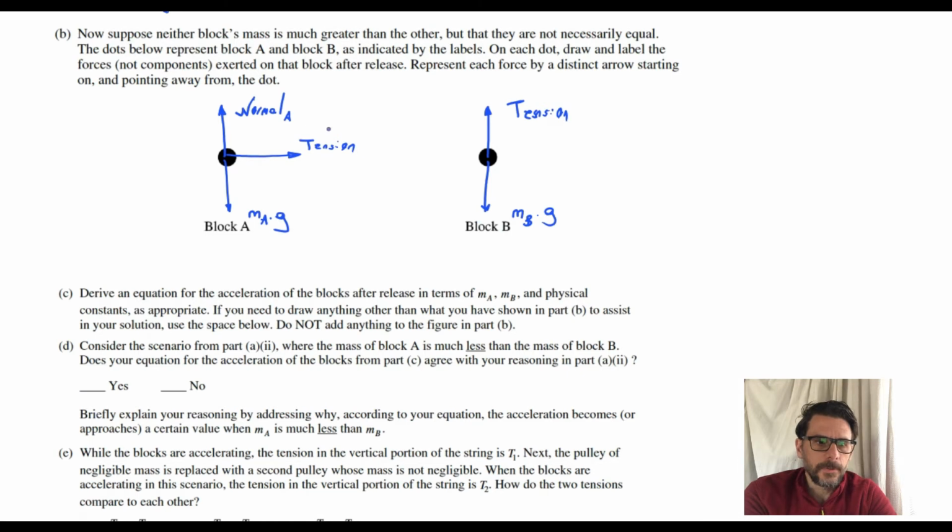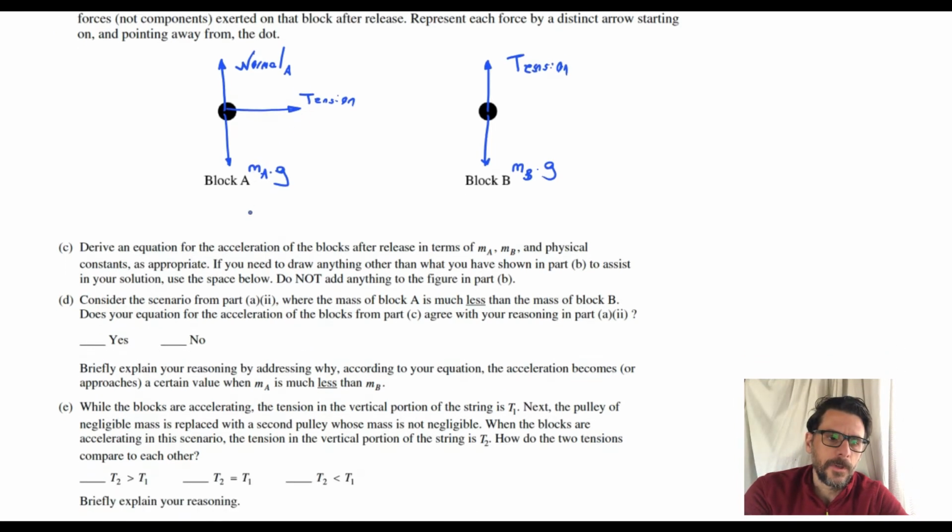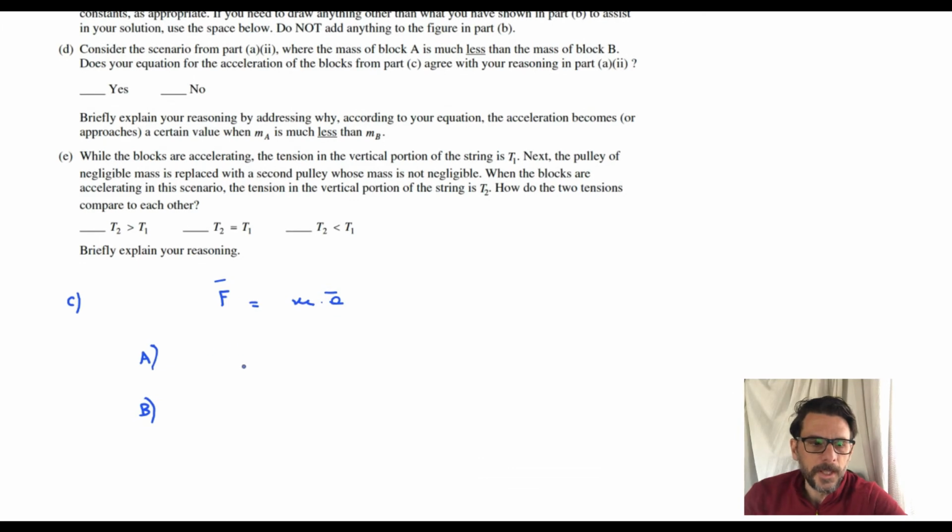There is only one force acting in the direction in which object A is moving, which is the tension. I will be representing that force with a capital T. So for object A, we'll have this equation: T, the only force, equals mass of A times the acceleration.